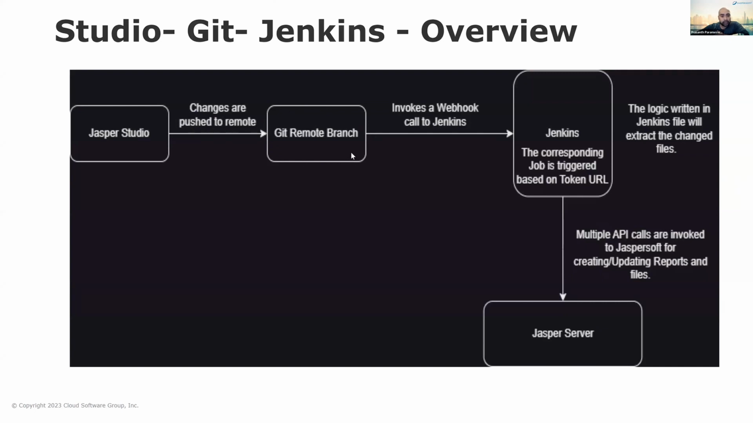Once your changes are available in the Git remote branch, today we will do some configurations on how to create a webhook in Git. That webhook will make a call to Jenkins, and Jenkins will create a job, and we have to write some specific logic inside the Jenkinsfile. There is a Jenkinsfile configuration, which I will show later in this presentation.